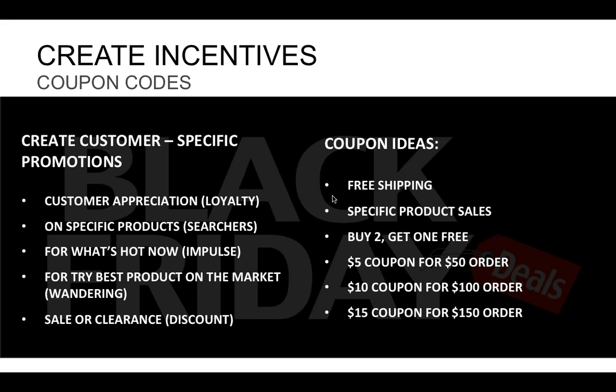So maybe you're going to identify 2 or 3 products that are specific that people are looking for online, that's a hot seller, and have specific promotions on those specific products, so that when searchers land on your website and they find it, they have the best product and you are offering the best price and deal around that specific product. The third one is for the what's hot now, or the impulse buyer.